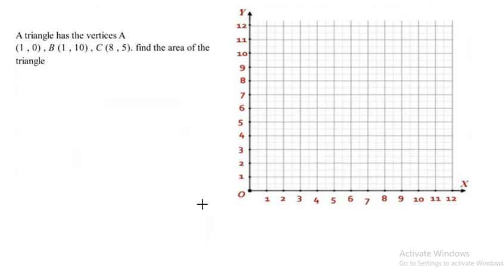Another one. Try to solve it yourself. Pause the video and replay. Check your answer. A triangle has the vertices 1 and 0. Building 1, floor 0. This is point A. Point B 1 and 10. This is building 1, floor 10. Point C 8 and 5. Building 8, floor 5. That's it. Connect the lines.